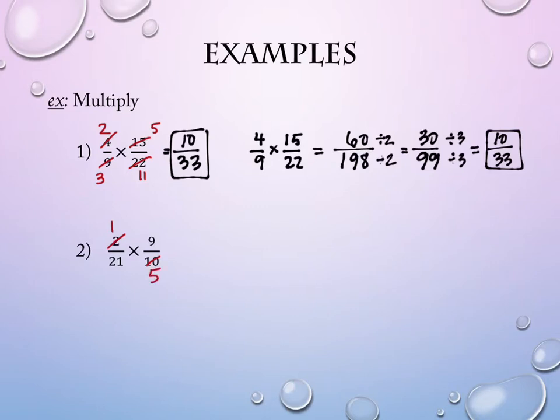What do 21 and 9 both have in common? 3. I promise it's not always 3s and 2s. It's just the numbers I picked, okay? So 9 divided by 3 is 3. 21 divided by 3 is 7. And then multiplying across, I have 3 over 35.